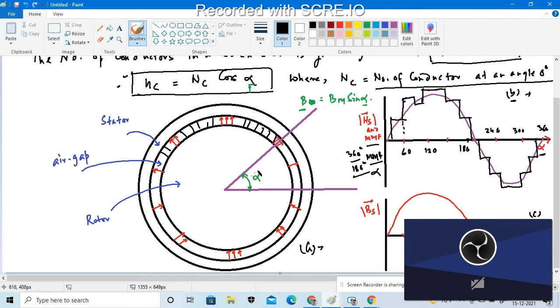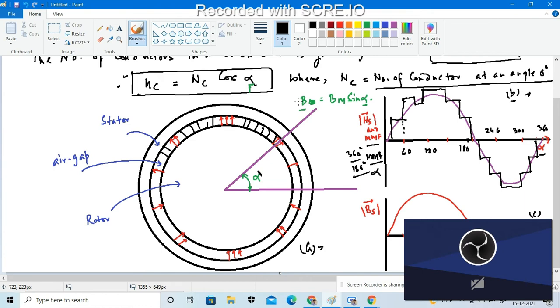Sir, one doubt I have. Yes, tell me. Sir, alpha is the angle between flux density and... Alpha is the angle between flux density and... tell me, according to the figure. According to the figure, okay. What is written over here? B is equal to Bm sine alpha.